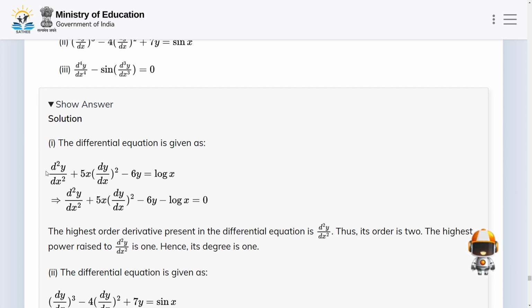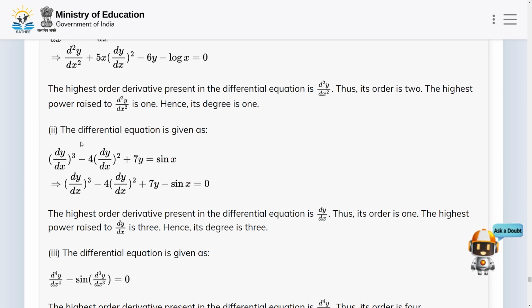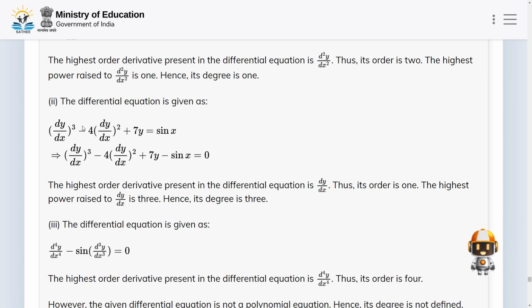Order will be 2. Now, in order to get degree, we must have a form in terms of a polynomial, and the polynomial must be in terms of derivatives. As you can see, yes, your derivatives, the y prime and the y double prime, are forming a polynomial thing. So this means degree will be 1. Now here order is, as you can see, 1. Degree will be 3.